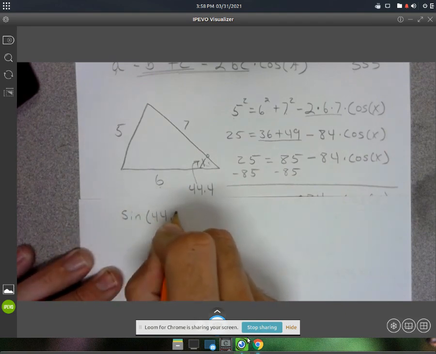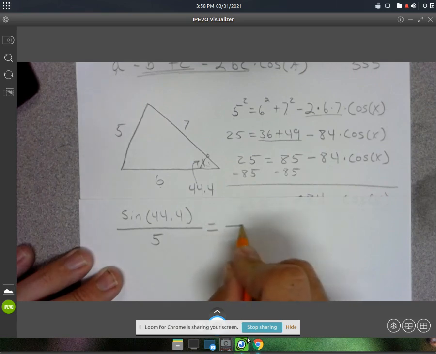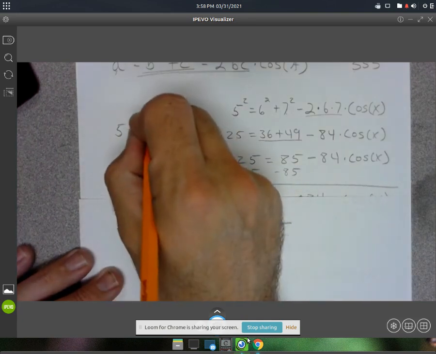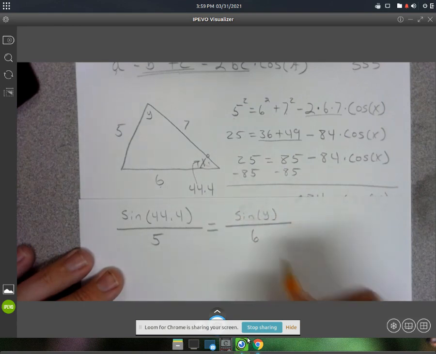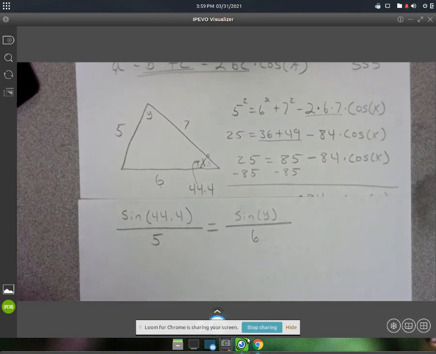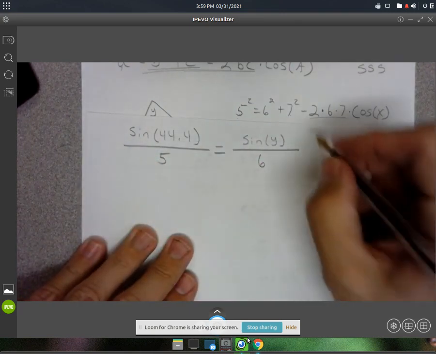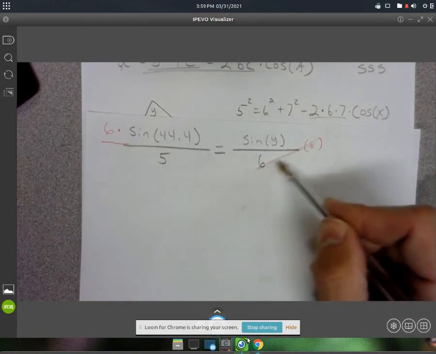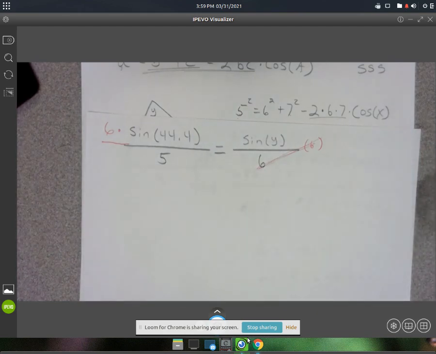So sine of 44.4, that one is across from my 5. And I'm going to use this to solve for the angle that's across from 6. We'll call that angle y. Sine of y, and that one's across from 6. To solve this, I need to multiply through by 6. I'm going to multiply this by 6, and this is going to cancel. What I need to do is evaluate this side and then do the inverse sine to that, and that's going to solve for my y.